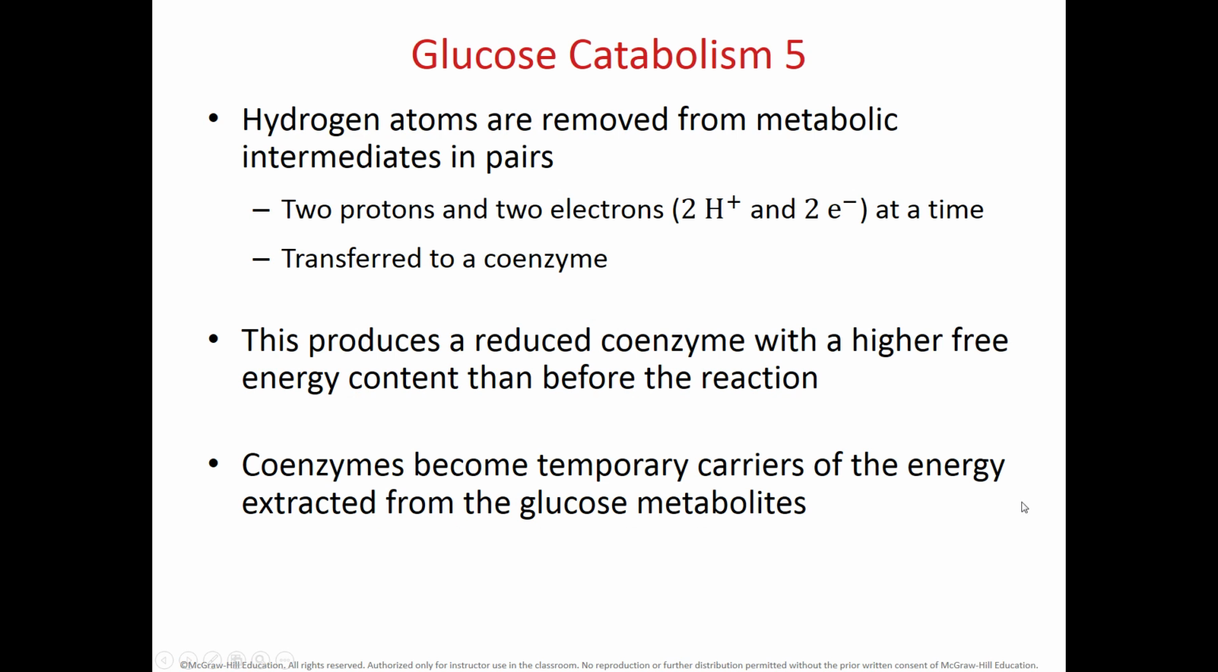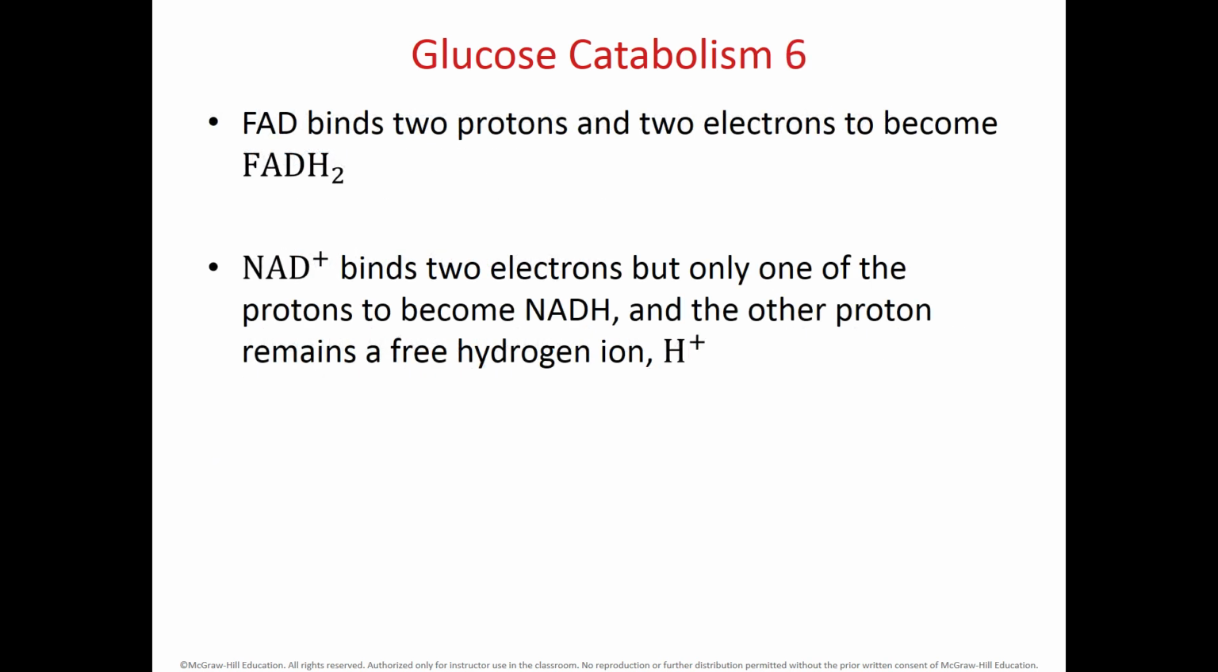So hydrogens will be removed, their protons or their electrons, in pairs, and then these are going to be transferred into coenzymes. And these coenzymes, as I said before, are going to be carriers for the energy that is coming from glucose, so you can form more ATP.